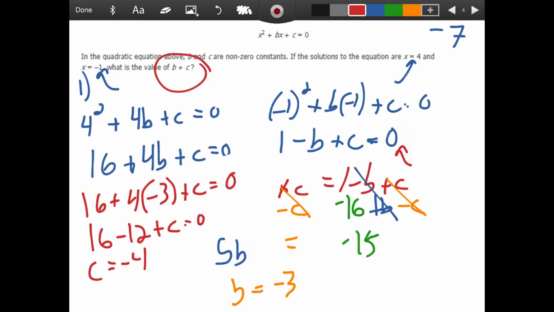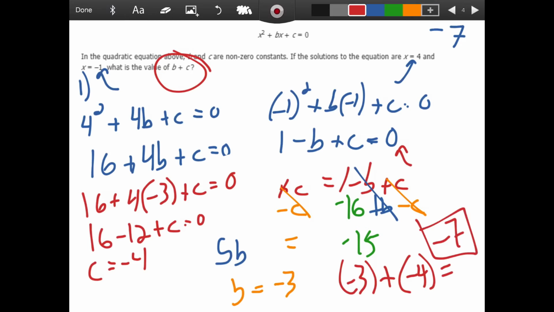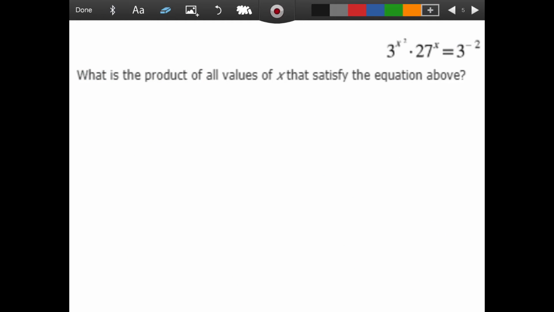Now remember, this wants b plus c for the question. So if we have negative 3, we add it to negative 4, we get negative 7 as our answer. Actually, this is a repeat of a problem that we did early on in the semester. I think exponents was the third or fourth topic that we focused on. So I wanted to see who was paying attention and to see if it's worth showing again. And I think it is, because this is a tough question that, if we look at it, is pretty intimidating.